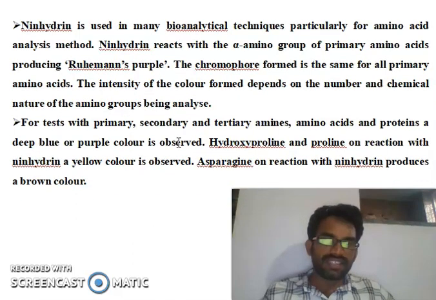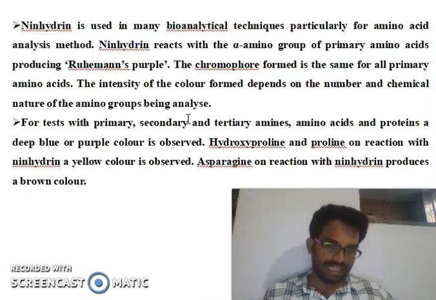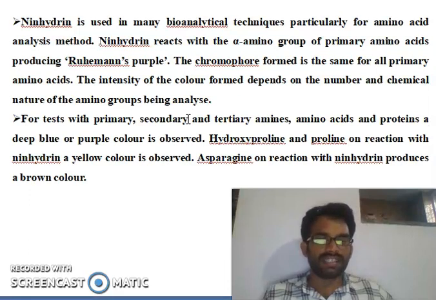For this test, with primary, secondary and tertiary amines, amino acids and proteins, a deep blue or purple color is observed. Hydroxyproline and proline on reaction with Ninhydrin form a yellow color. Asparagine on reaction with Ninhydrin produces a brown color. The different kinds of amino acids react with Ninhydrin and give you different colors. That is the point of the Ninhydrin test.